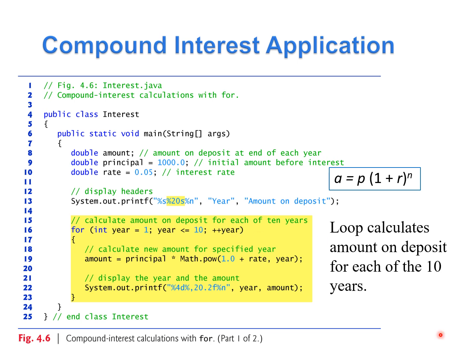The body statement of the loop is a compound statement that consists of two single statements. The first one implements the given formula, and the second one prints out the year and the amount after calculating the amount for the year.